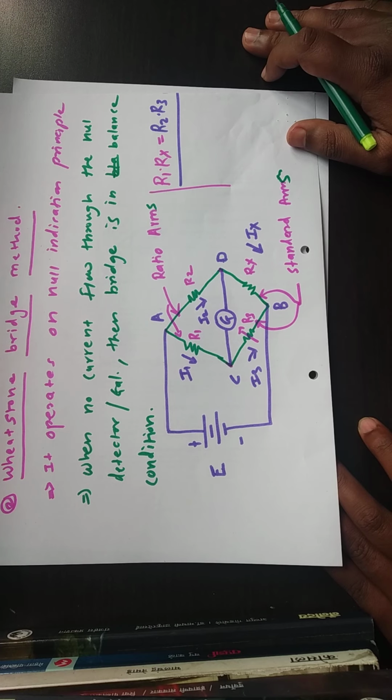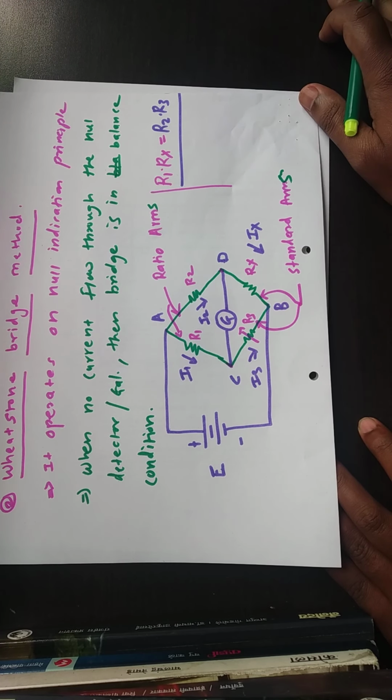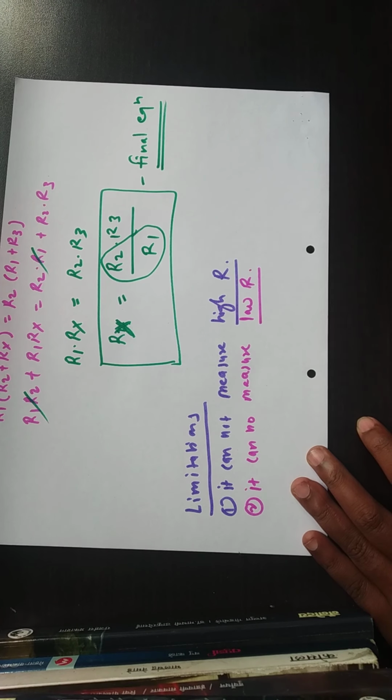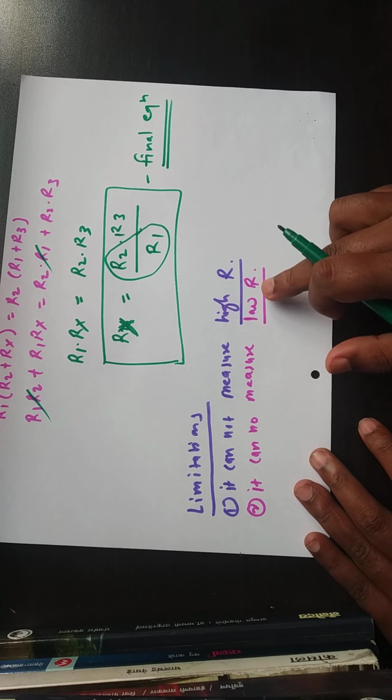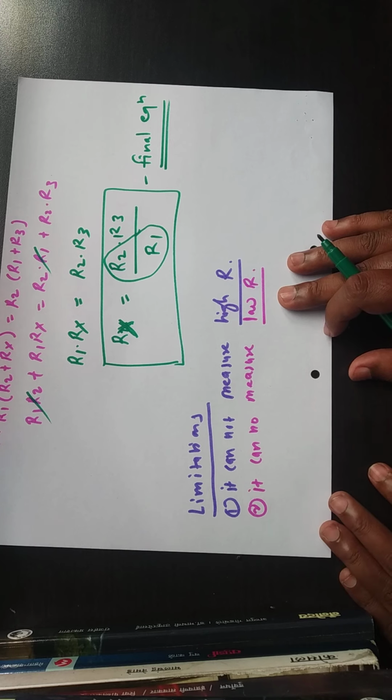If you consider the lead resistance and the contact resistance, then this Wheatstone bridge network cannot be used, because lead and contact resistance become significant when you are going to measure low resistance. So this is the second limitation of the Wheatstone bridge. It cannot measure low resistance, and in that case lead and contact resistance become significant. And what is the third limitation?